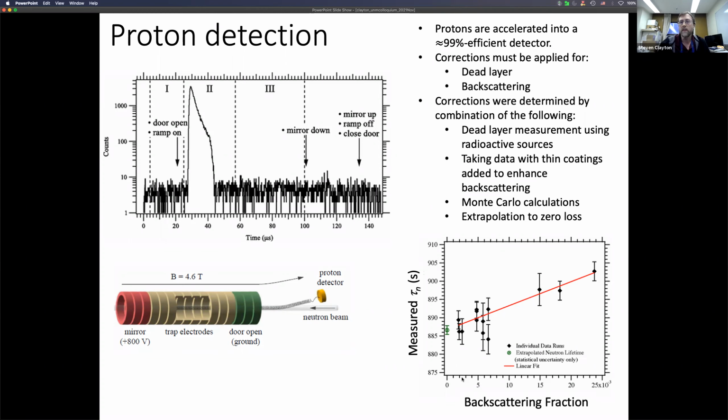And so from this, they have what they think is a backscattering fraction versus their measured neutron lifetime. And so you can kind of see how they had to extrapolate down from that to have this green value, which is the result that they would report.